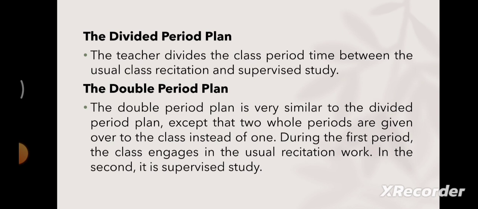The next is the divided period plan. Here the teacher divides the class period time between the usual class recitation and supervised study. The next is the double period plan. This is very similar to the divided period plan. For the divided period plan we have 1 hour, which we can divide. For the double period plan we have 2 hours, with the first hour for class recitation and the second hour for supervised study.